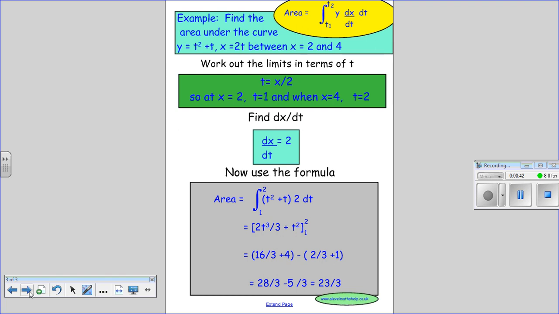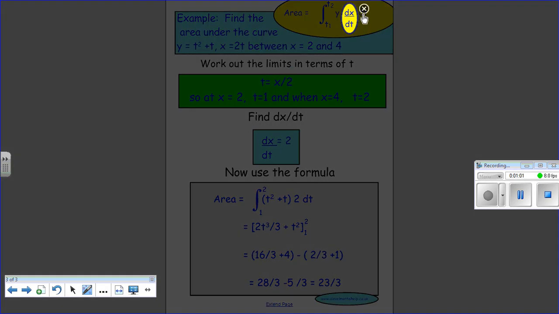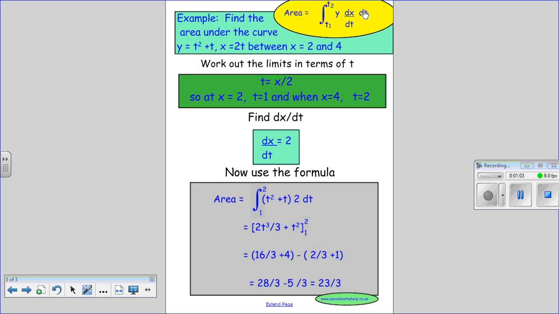So here's an example so we can practice. Find the area under the curve for this parametric equation. So we've got y equals t squared plus t, x equals 2t, between x equals 2 and 4. So when we look at here, we see the things we need. We need the limits here, and then we need dx by dt. So we work out all the bits and then substitute them in.